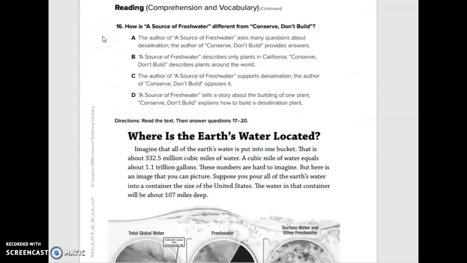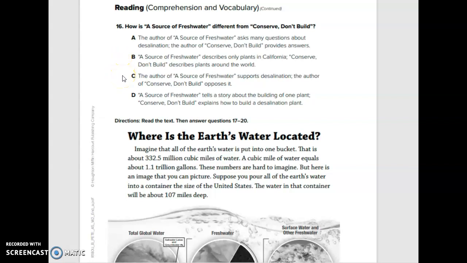And 16, how is A Source of Fresh Water different from Conserve, Don't Build? A. The author of A Source of Fresh Water asks many questions about desalination, and the author of Conserve, Don't Build provides answers. B. A Source of Fresh Water describes only plants in California. Conserve, Don't Build describes plants around the world.